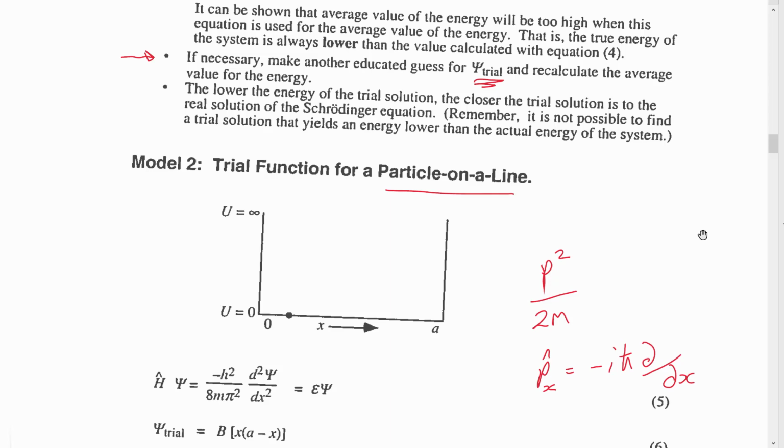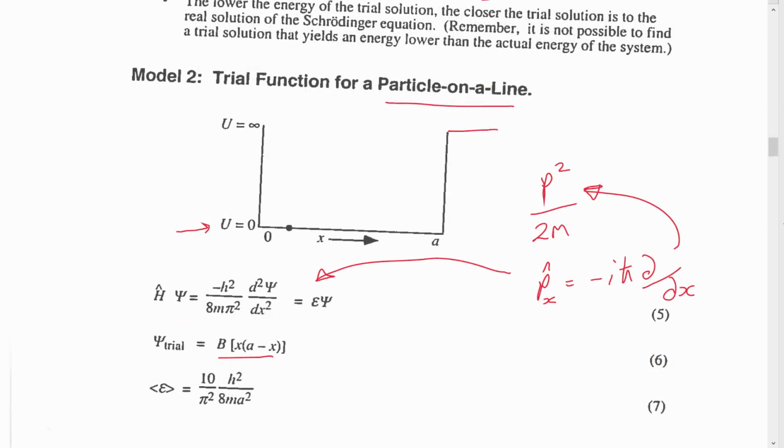And what we're doing here now is plugging this operator into the classical expression, and that allows us to come up with a Hamiltonian operator that describes this system. And again, we're recognizing that the potential energy when the particle is in the box is 0, and at the edges of the box here, the potential energy ends up being equal to infinity. So the next thing we can try is to put in a trial function.